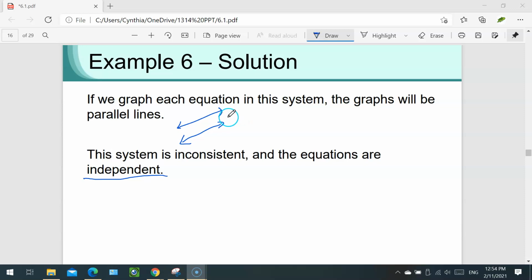When two equations are not equal on both sides, we call that type of equation an independent equation. In other words, they are inconsistent because it gives us 0 equal 4. This is inconsistent, and we go with the independent equation. When you draw the graph, those equations will turn into parallel lines.